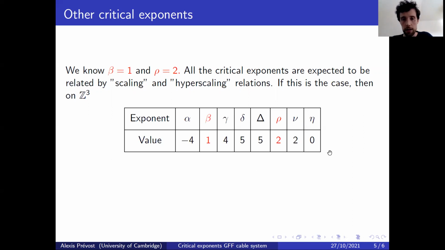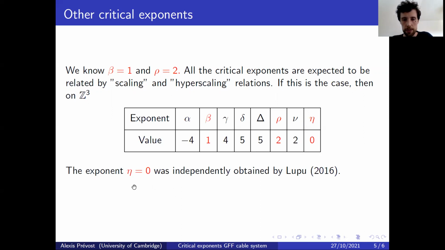So this is a conjecture at this point, because we do not know if indeed these relations hold. But this conjecture makes sense, because independently, Lupu in 2016 proves that indeed eta was equal to 0. And using different methods, we are able to prove that nu is equal to 2 and gamma is equal to 4. So actually, this table should be true, and the only open question now is to prove that indeed alpha is minus 4 and small and large delta are both equal to 5, which are exponents which describe the volume of the cluster.